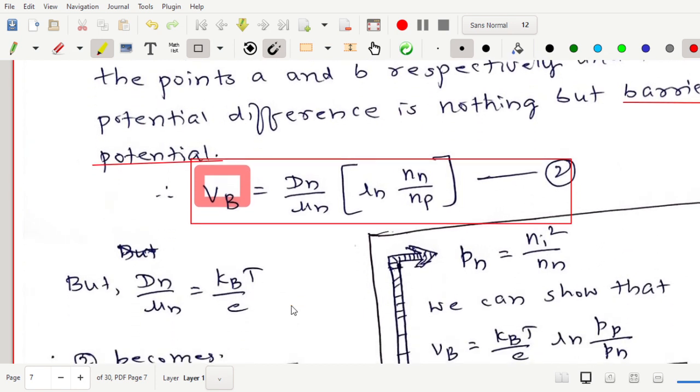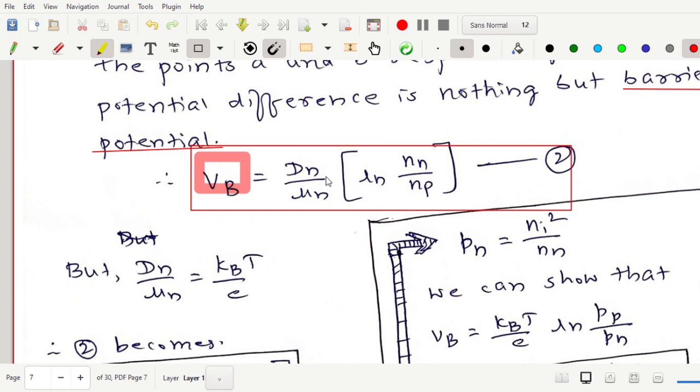Now let us play with this equation. If you look at this equation, it is not in a good looking form. So let us play with this equation and convert it into a more readable form. So here, if you look, this one dN by mu n.